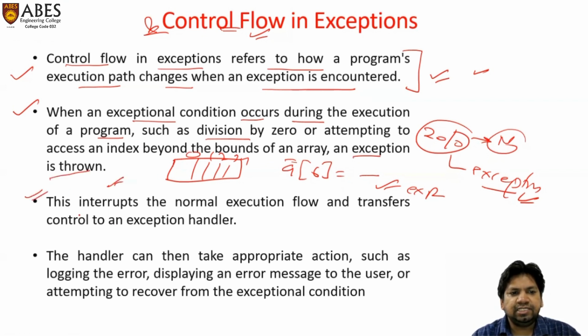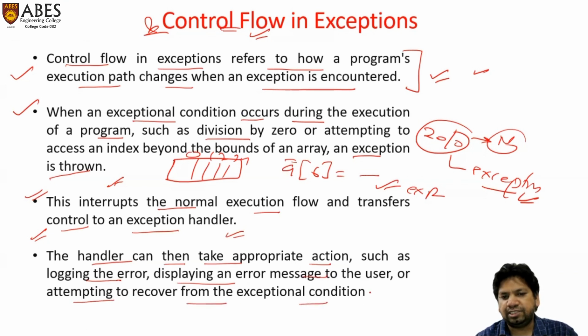Next point is that this interrupts the normal execution flow and transfers control to the exception handler. The handler can then take the appropriate action, such as logging the error and displaying the error message to the user, or attempting to recover the execution condition. This is control flow in execution. Control flow in execution refers to how the program execution path changes when an exception occurs.